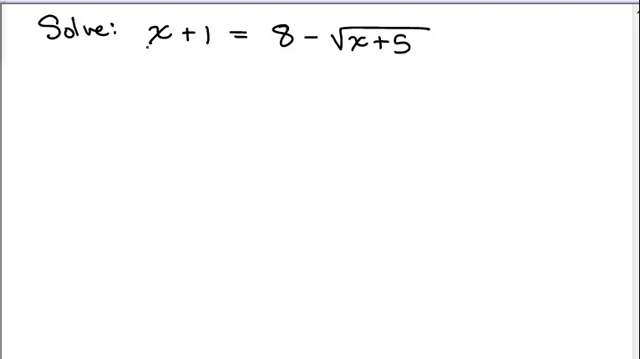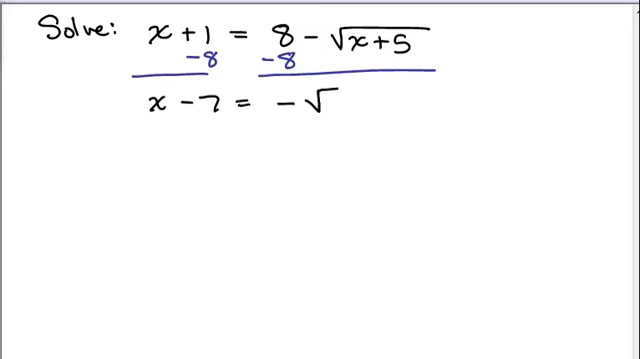Alright, we're solving this equation that has a square root, and to solve a problem with a square root, we want to isolate the square root. So what I could do is subtract 8 from both sides. There's different ways of isolating it, but I'm going to leave it on the right for right now. So on the left-hand side, I have x minus 7 equals a negative square root of x plus 5.